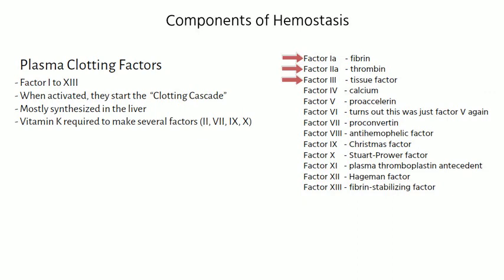Tissue factor starts the extrinsic clotting pathway through activation of factor 7. Calcium is a cofactor involved in several steps of the clotting pathway. Factor 10 is where the intrinsic and extrinsic clotting pathways converge. Factor 10 converts prothrombin to thrombin, ultimately leading to the production of fibrin. And factor 12 starts the intrinsic clotting pathway, activated by an endothelial break in the blood vessel.